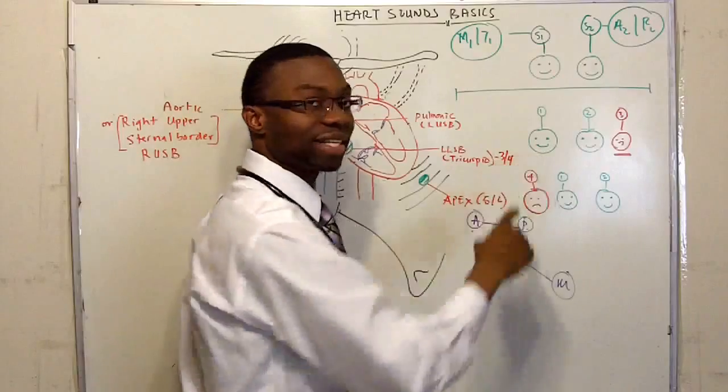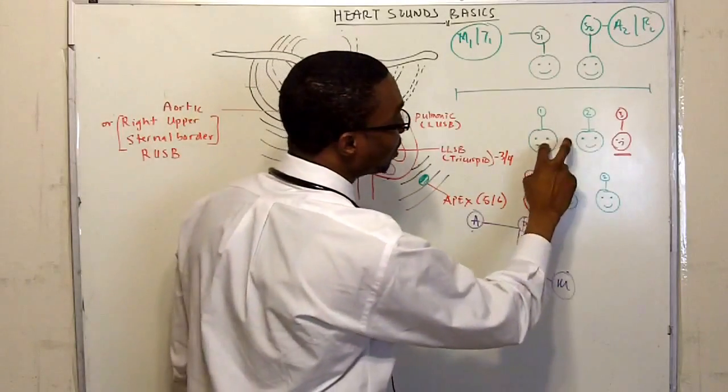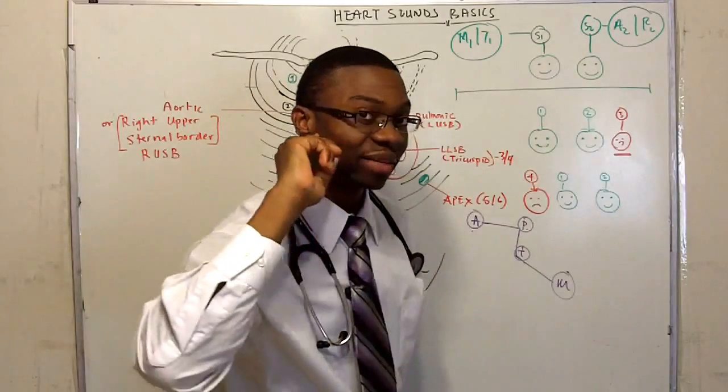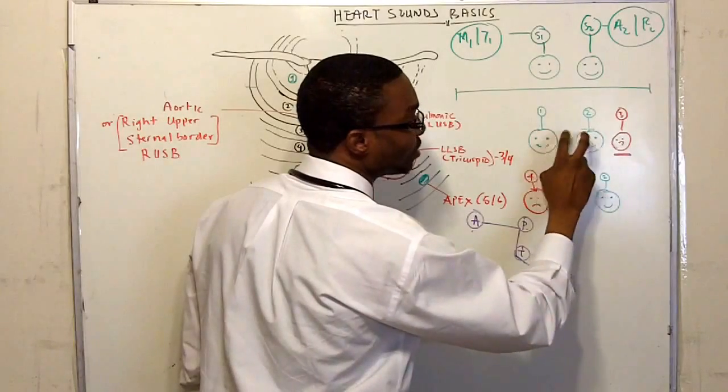Look at this nice smiling face. That's our S1. The second smiling face, S2. Check this out. 1, 2. That's normal. 1, 2. That's normal. Here, now I want you to hear very carefully. 1, 2, 3. 1, 2, 3.